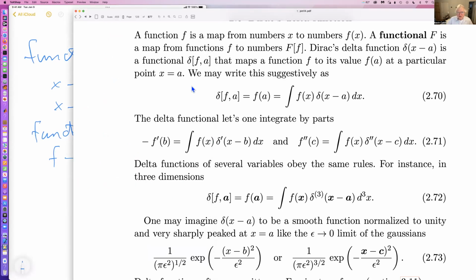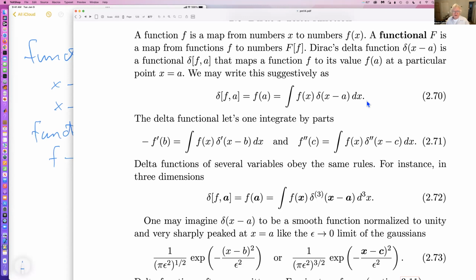And so in other words, the delta functional operating on the function f and associated with the point a is f of a. And in physics class, we write it as an integral of f of x times delta of x minus a dx. And mathematicians made this rigorous and generalized it and so forth.